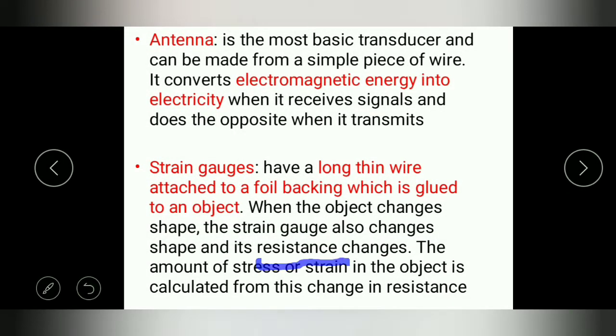The resistance of the strain gauge changes when the shape of the object changes. The amount of stress or strain in the object is calculated from this change in resistance. Again, here also we can see the strain gauge will sense the deformation, and depending upon the amount of deformation, it will change the resistance of the strain gauge. That is, both sensing and transduction is taking place simultaneously here also.